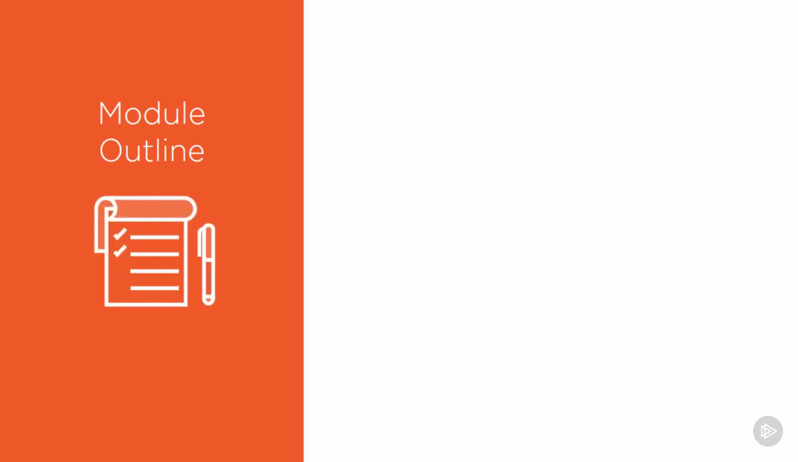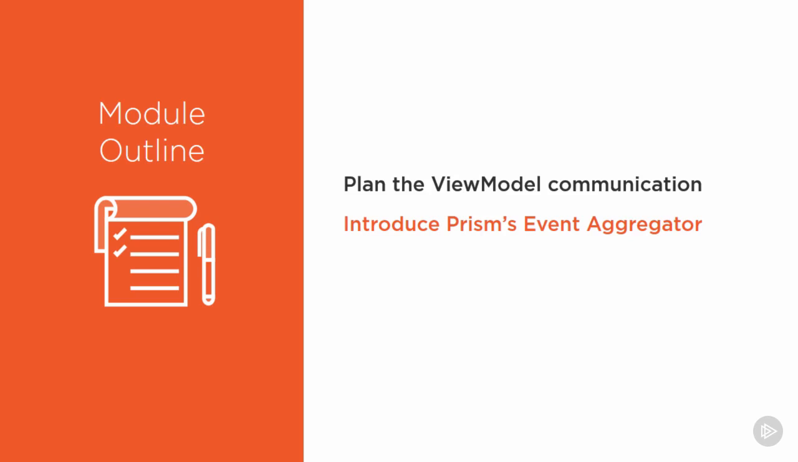We start this module by planning the view model communication of the Friend Organizer application. When we know how the view models should talk to each other, we will introduce Prism's event aggregator and we will set up an event. Then we will publish and subscribe to that event from our view models. Now let's start and let's plan the view model communication.